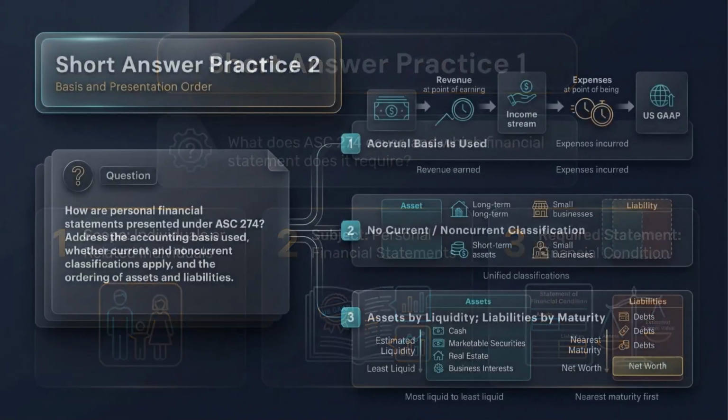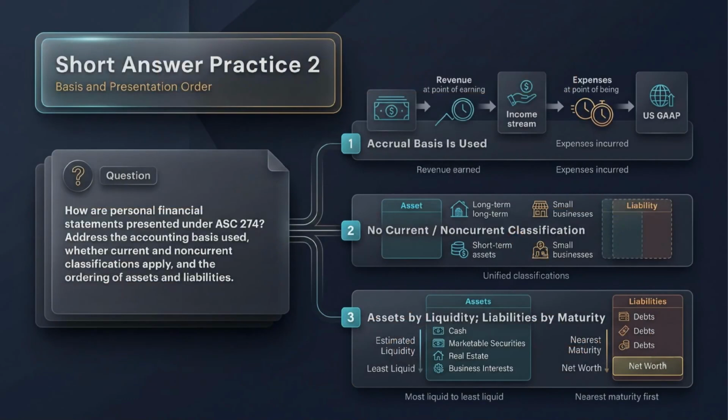For short answer 2, separate the answer into basis, classification, and order. The basis is accrual, not cash basis. The classification rule is that personal statements do not use the normal current and non-current split used in business balance sheets. The ordering rule is that assets are shown by liquidity and liabilities by maturity. That structure gives users a practical view of available resources and upcoming obligations.